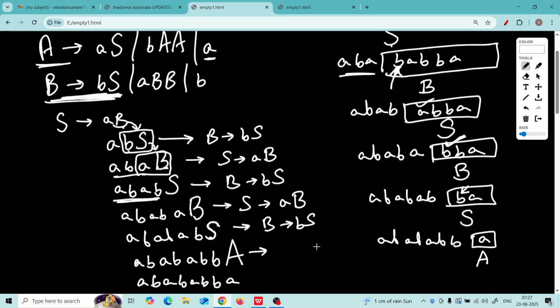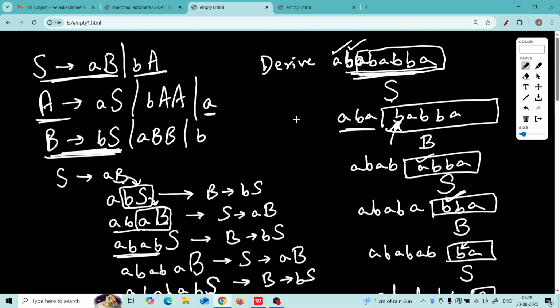Which production did we use here? S derives AB, and here we used A derives a. This is the rightmost derivation, RMD, for the given string. Simple, isn't it? Very easy. But one more thing they ask is to draw the parse tree. Now it is so simple to draw the parse tree.